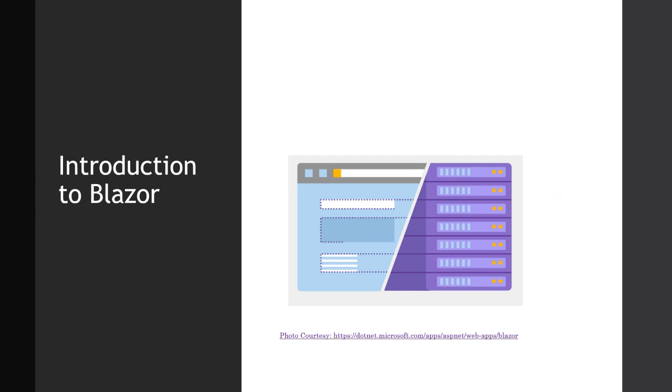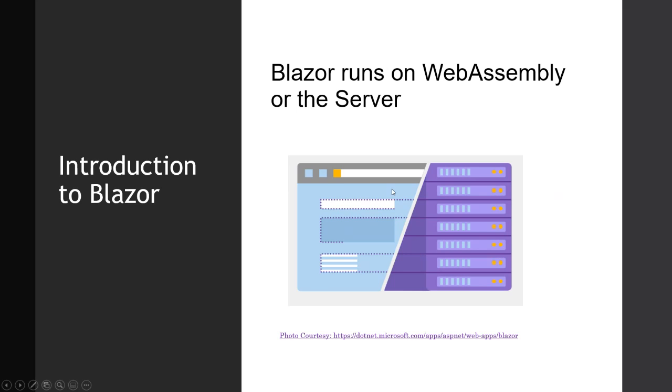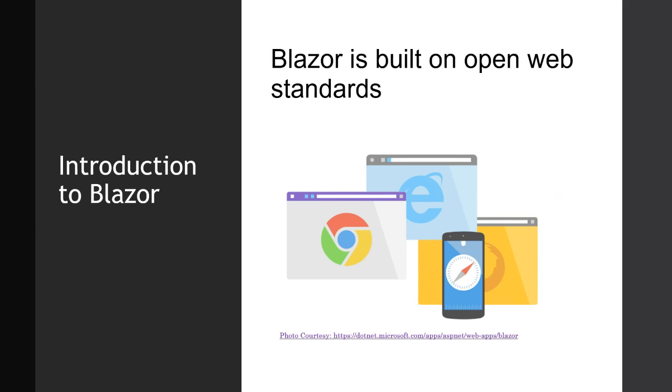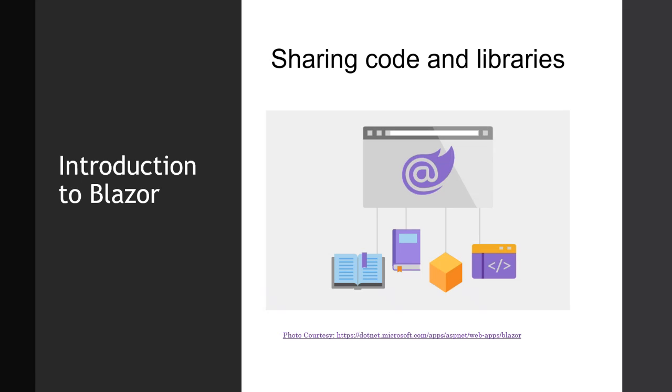Now this is a photo courtesy of Microsoft.com, and it shows that Blazor runs on WebAssembly, which is nothing but a binary format open web standard. I'm not here to speak a lot about WebAssembly, but it has been in existence for quite some years, and Microsoft has finally harnessed it to build WebAssembly for Blazor. Blazor is built on open web standards.